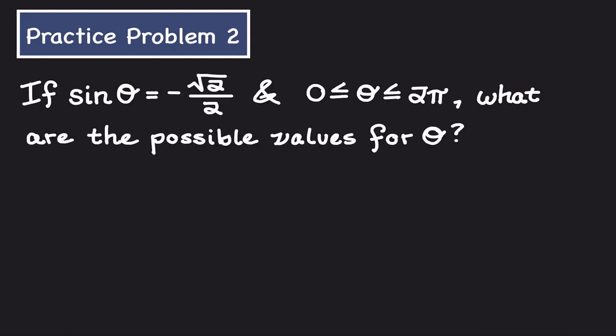All right, here we have a slightly different problem. This time, if sine of theta is equal to negative root 2 over 2, that's been nice and cleaned up, and theta is between 0 and 2 pi, what are the possible values, with an s, for theta? Sometimes you'll see this on standardized tests and in problems in school. Don't ignore that. That's important information.